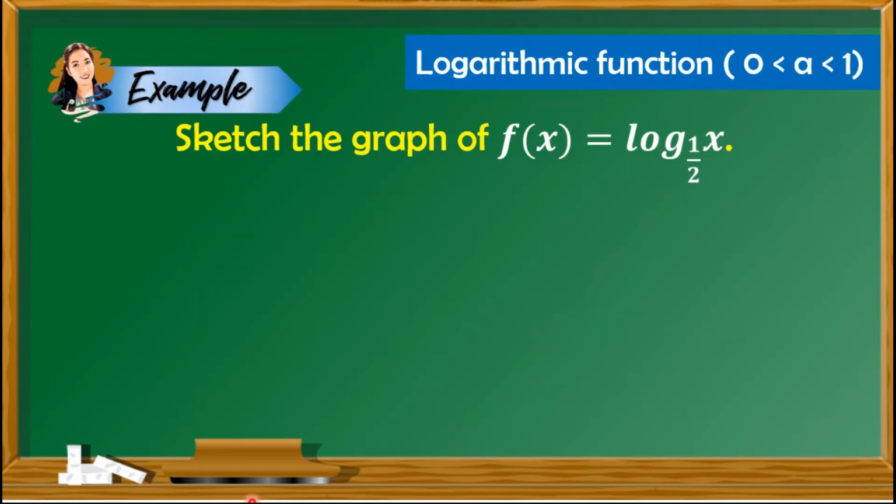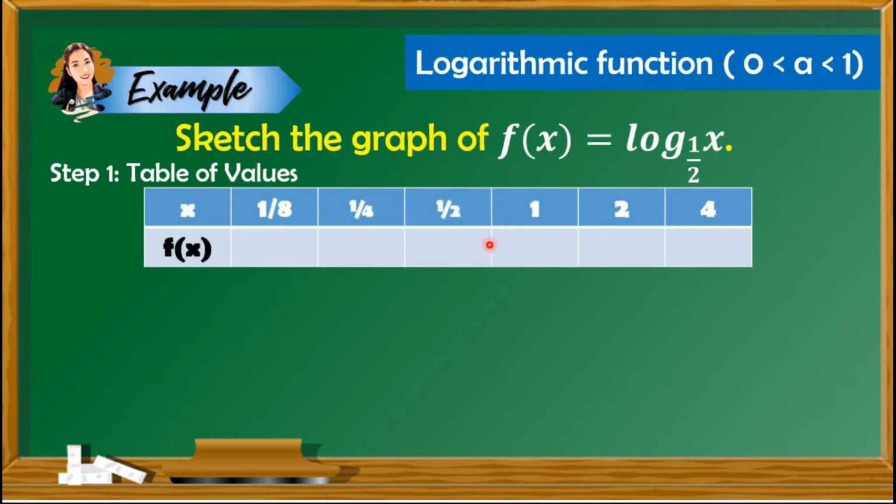Let us now move to our second example. Sketch the graph of the function logarithm of x with base 1/2. Looking at our given example, it is a logarithmic function where the base is between 0 and 1. So the first thing we need to do is to have the table of values. And again, we cannot have a value of x that is 0 or negative. So in our table of values, we have values that are greater than 0: 1/8, 1/4, 1/2, 1, 2, and 4.